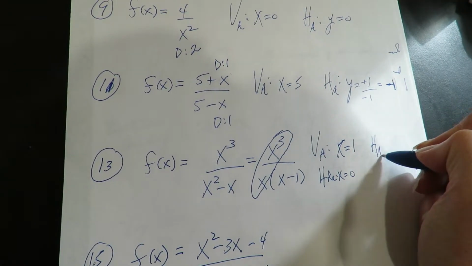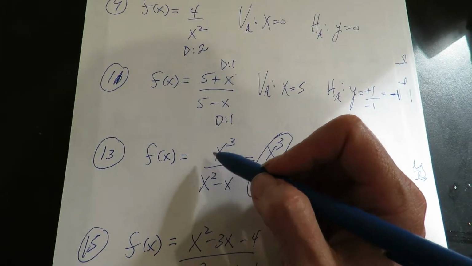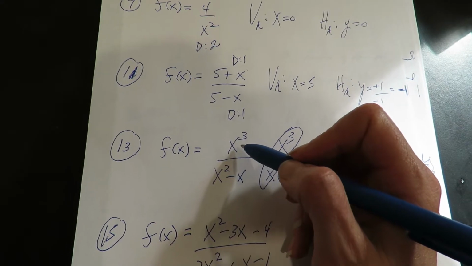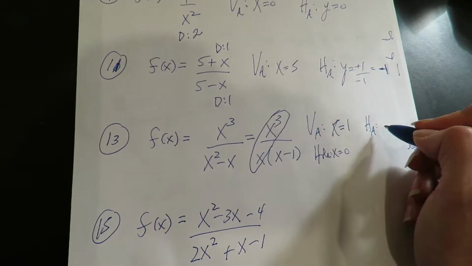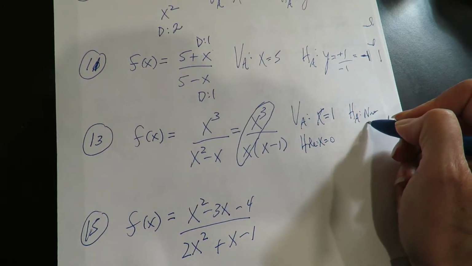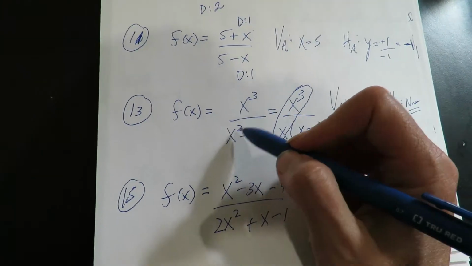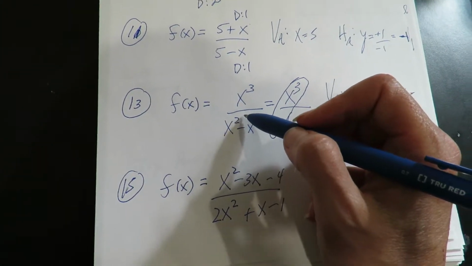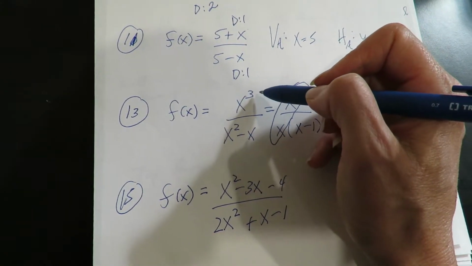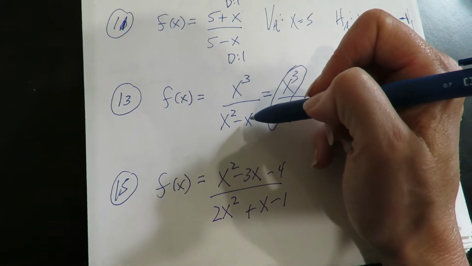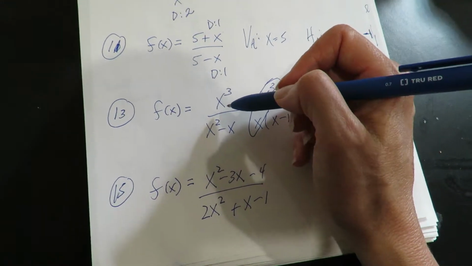Okay, now let's look at the HA. Usually you do the HA off of the reduced form, but we can see it here. This is top heavy, and like I said earlier, if the degree of the numerator is higher, you have none. So you have no HA on this one because it's top heavy. As you go to positive or negative infinity, the fraction also goes to positive or negative infinity, because the numerator, since the degree is higher, will grow a lot faster than the denominator.